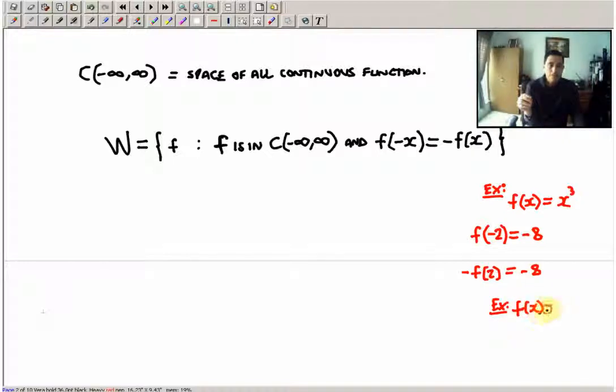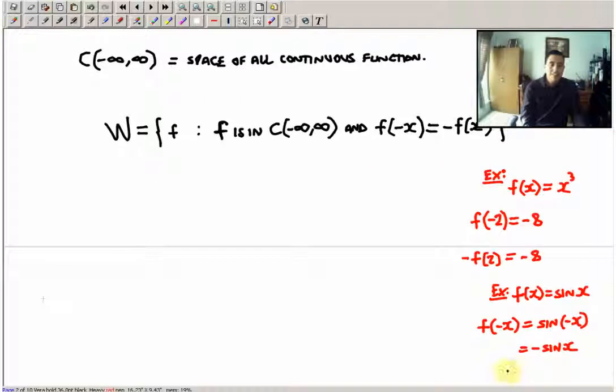Another example of an odd function would be the sine function. f of x equals sine x. If you do f of negative x, that's sine of negative x. Sine of negative x is the same as negative sine of x. So you can see that this is negative of f of x. Those are odd functions. Now this has nothing to do with proving that this is a subspace. It's just to illustrate the meaning of odd functions. Okay, let's go back to the exercise.